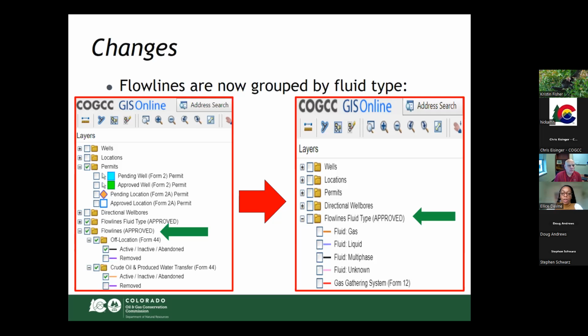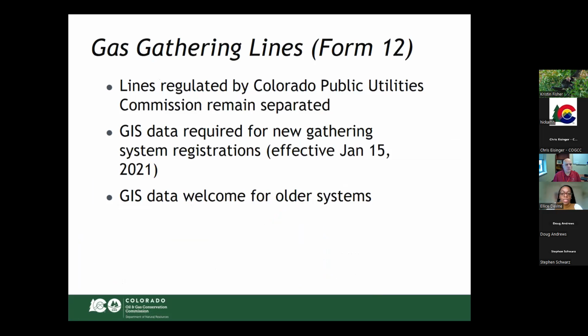type. So regardless of whether it is an off-location flow line or a crude oil transfer line, it will fit into one of these categories as shown. And I'll dive into how we grouped them, and I'll also talk a bit about the unknown fluid type. And I just want to reiterate that because gas gathering systems are regulated by Colorado Public Utilities Commission.